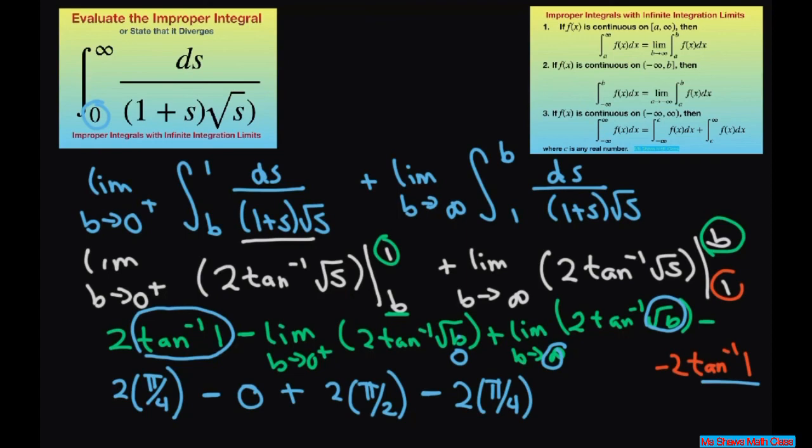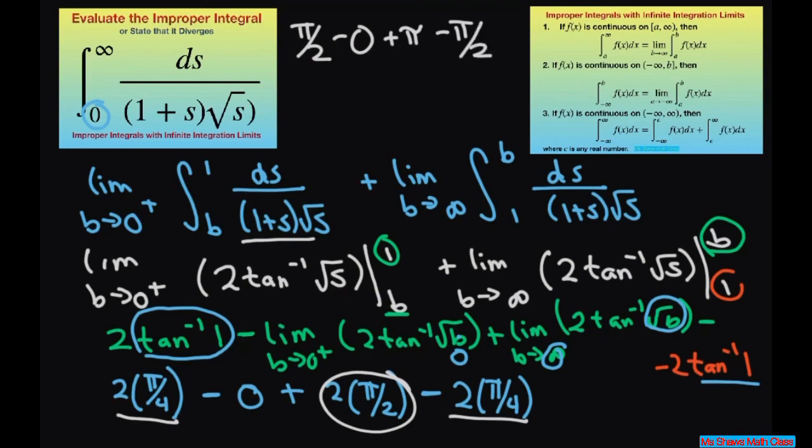All right, so we'll just write this on top. This is pi divided by 2 minus 0. This is going to be plus pi. And this is going to be minus pi divided by 2. All right, so these cancel out. And so your answer is pi, and it means it converges.